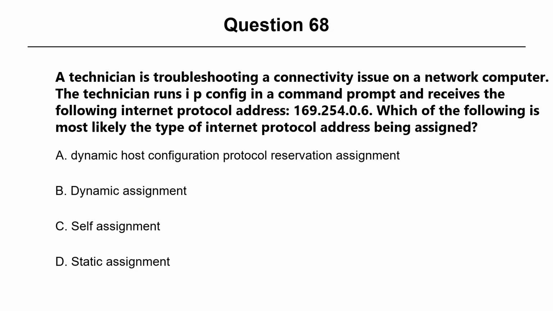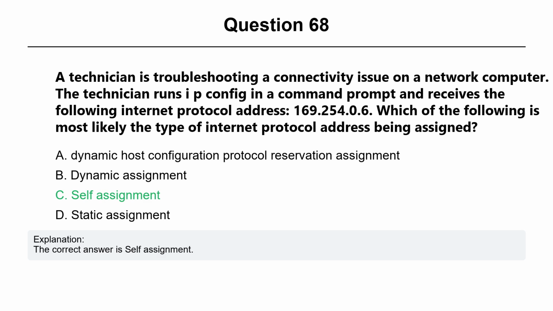Question 68. A technician is troubleshooting a connectivity issue on a network computer. The technician runs ipconfig in a command prompt and receives the following Internet Protocol address, 169.254.0.6. Which of the following is most likely the type of Internet Protocol address being assigned? Option A, Dynamic Host Configuration Protocol Reservation Assignment. Option B, Dynamic Assignment. Option C, Self-Assignment. Option D, Static Assignment. The correct answer is option C, self-assignment.